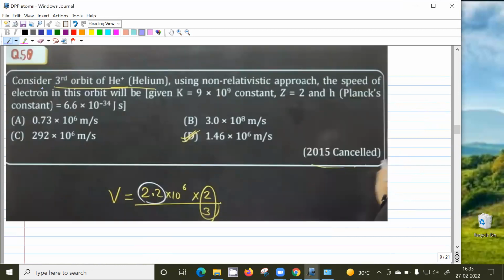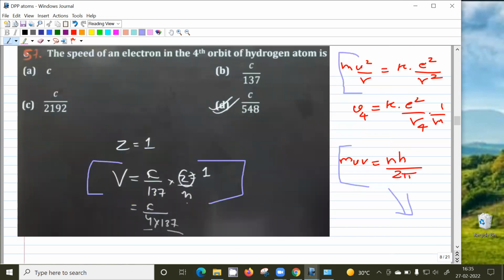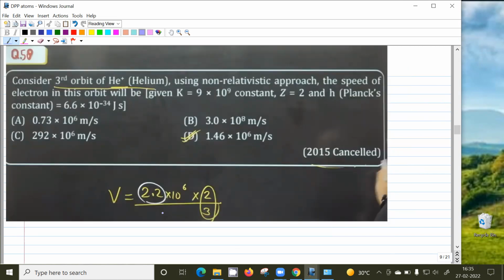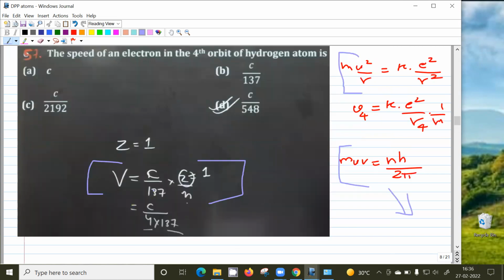Consider the third orbit of helium. Using a non-relativistic approach, the speed of the electron in this orbit is given as, K is this one, Z equal to 2, h is Planck constant. Yes, I think C is the light only. Here, using the same one, velocity C by 137. Yes, C is the velocity of light only.